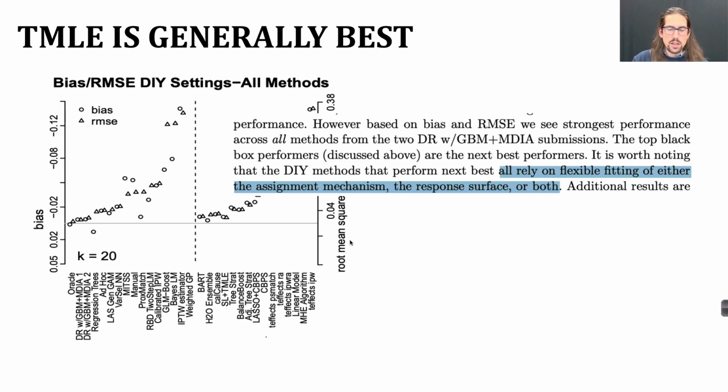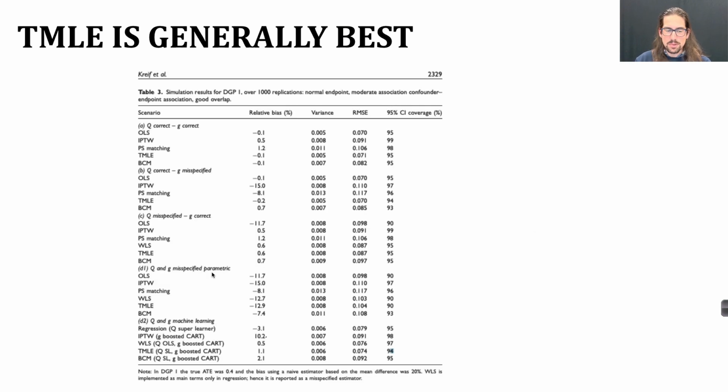Another simulation study. The overall picture is, if you're not going to use TMLE, fine. The important thing is to do machine learning. So flexible fitting of either the assignment mechanism, that is the propensity score, or the response surface, or ideally both. And ideally with TMLE, because it does tend to be a little bit better than AIPW.